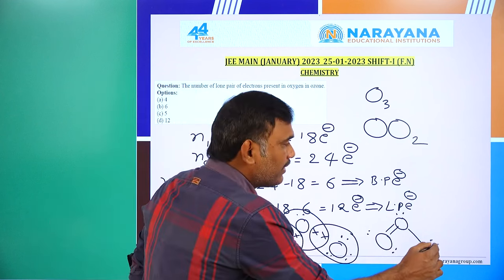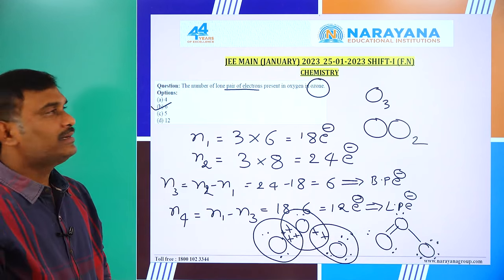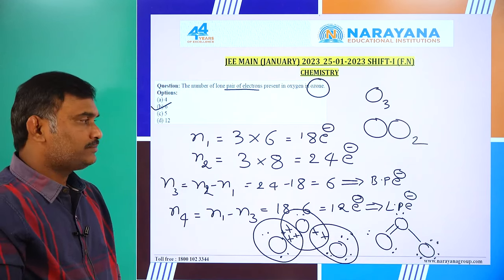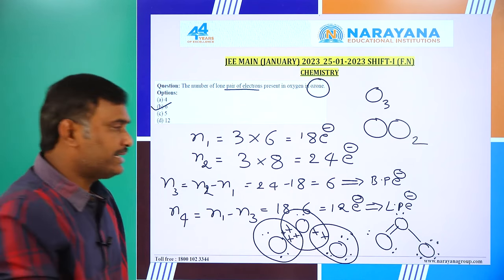In this way, we can write Lewis dot structures for a given unknown molecule, but here the molecule is ozone. So, what is the number of lone pairs of electrons? It is 6 lone pairs: 1, 2, 3, 4, 5, 6. That is the number of lone pairs in ozone. Now, let us go for the next question, students.